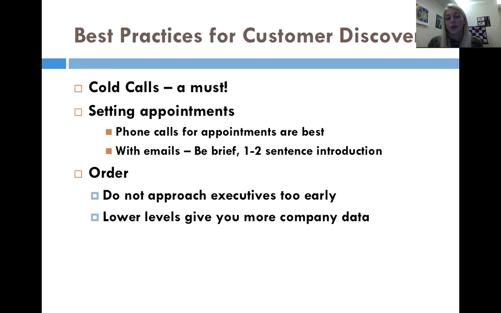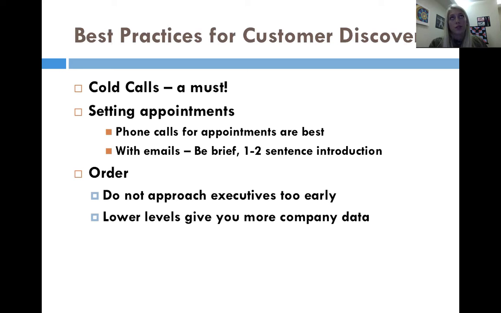So if you're looking to stay in the area, cold calls are obviously going to be the method you go with, okay? I'm not going to be able to introduce you to every single potential customer in your interview list, okay? You need to set up those appointments yourself. Phone calls for appointments are best. With emails, be brief, have a 1 to 2 sentence introduction, and then schedule that in-person appointment and interview.